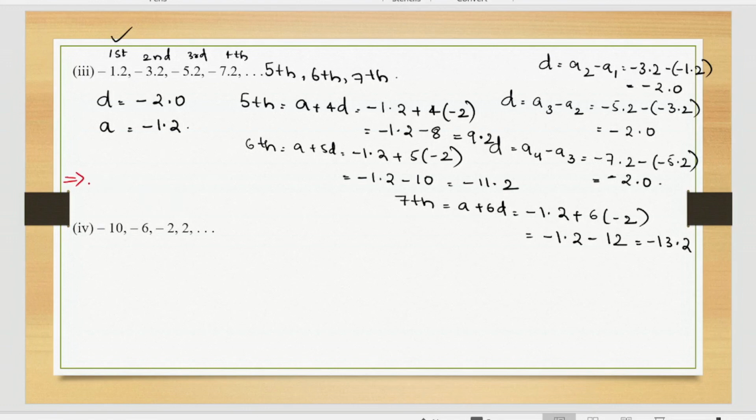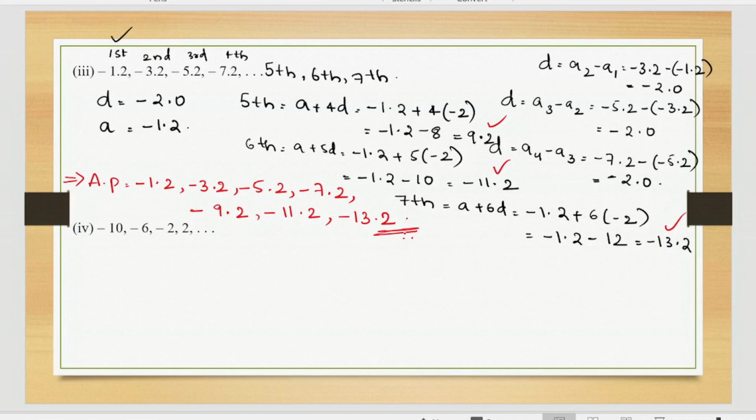So therefore the final AP is minus 1.2, minus 3.2, minus 5.2, minus 7.2 and minus 9.2, which is the fifth term, minus 11.2, which is the sixth term, and minus 13.2, which is the seventh term. Okay. So this is the final AP. Clear? So let us solve the next question.